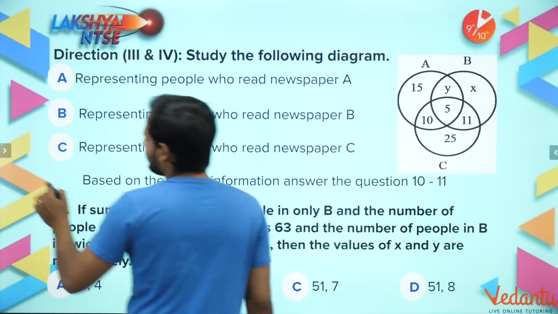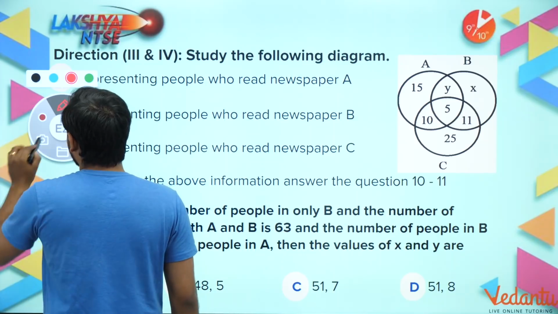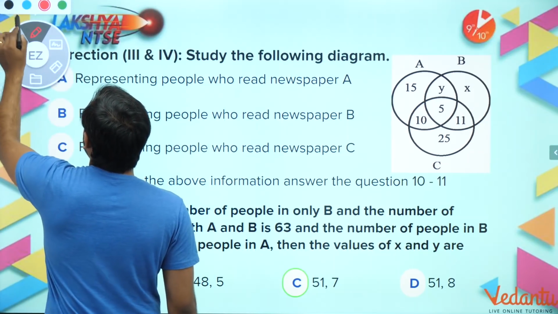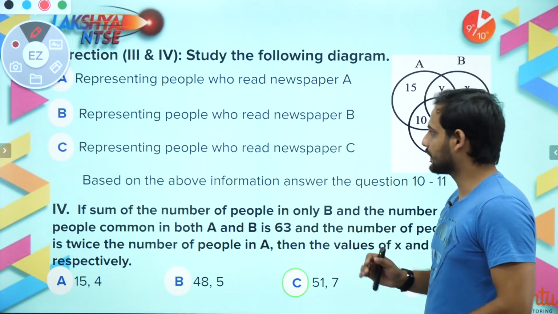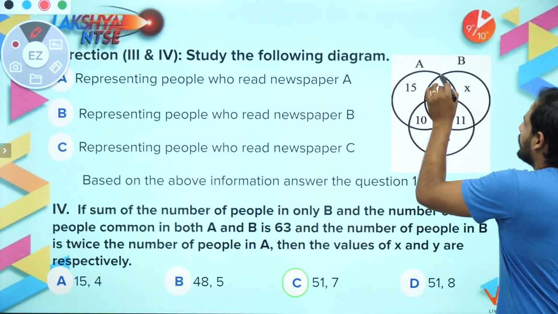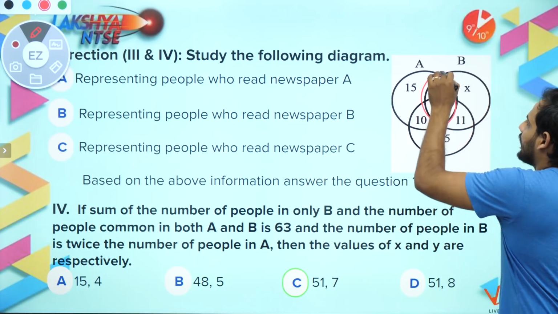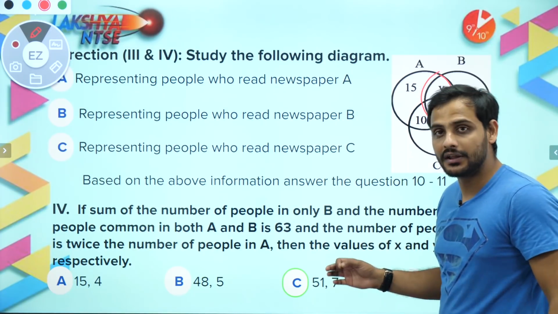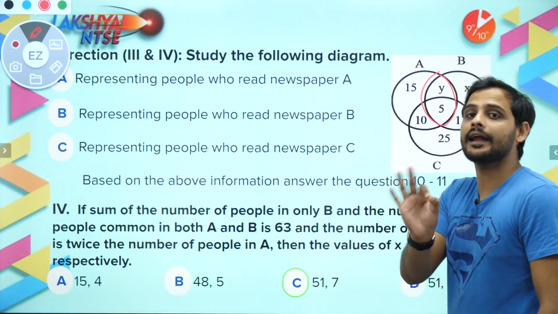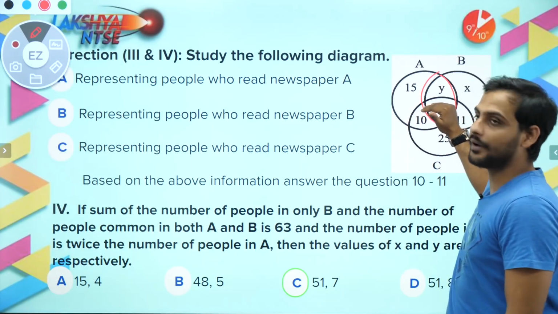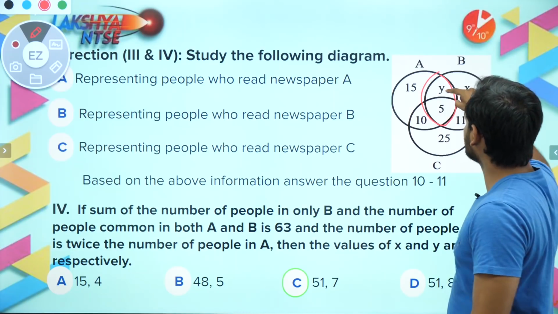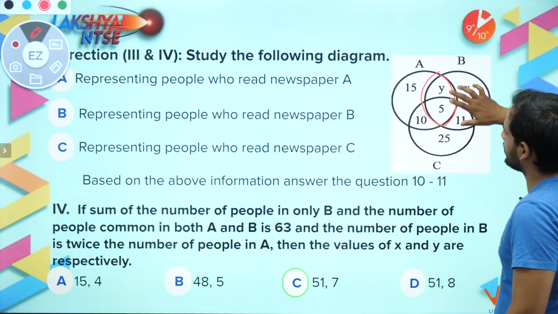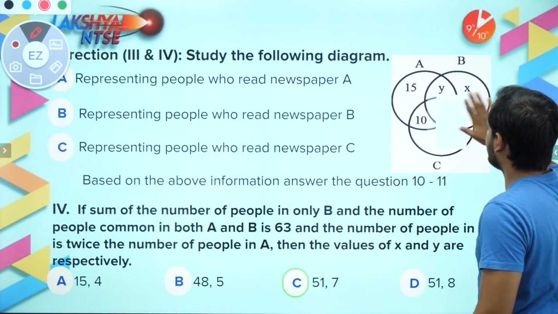As you can see, they have not told here anywhere that I want only the common. See, people common in both A and B. So both A and B means this whole part is common. If the question was asked as the number of people common in only A and B, in that case you will take only Y. But since they have asked for the number of people common in both A and B, since the word only is not there, that means we will take both Y and 5.